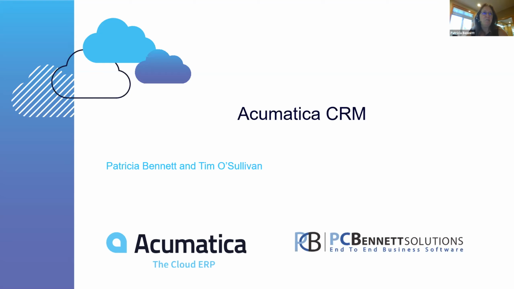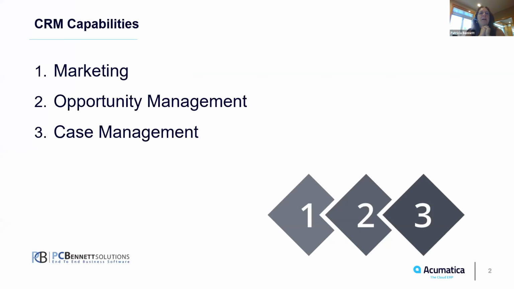So I wanted to get started by talking about what CRM basically is and the different components of it. CRM has basically 3 areas that it focuses on. The first one is marketing. The second one is leads and prospects and opportunity management. And the third one is case management or customer service management, whatever you want to call it.